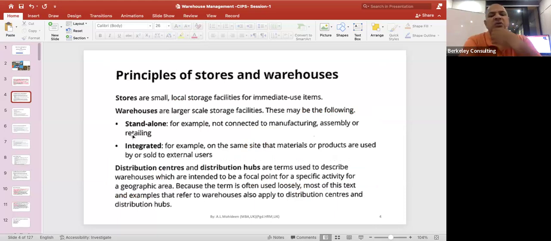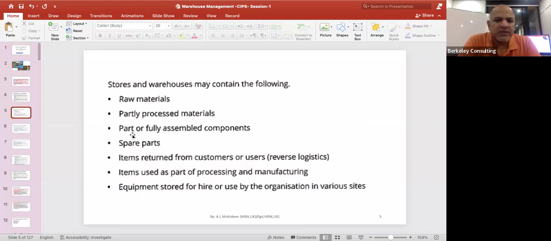Warehouses can be small scale or large scale. The storage facilities can be there according to the business, as I said. Warehouses are large scale storage facilities that can be standalone, meaning not connected with production. They deal directly with assembling and with the retailers. Integrated means you are going to have everything there. Distribution centers and distribution hubs also come into that.